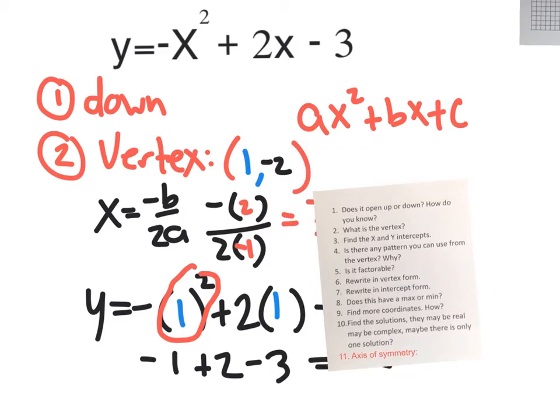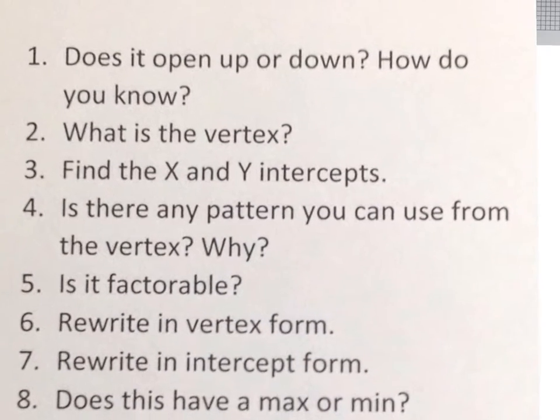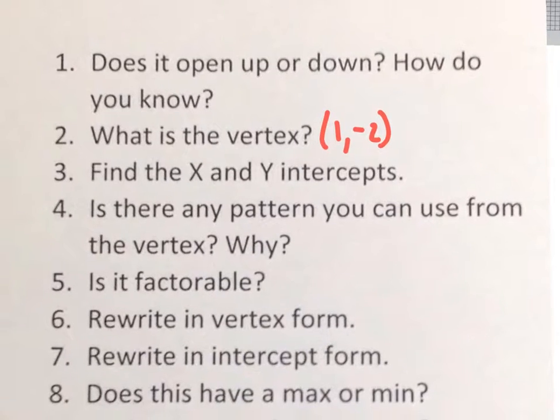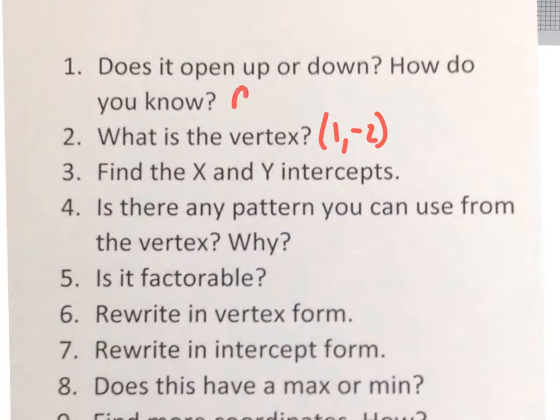So the vertex is 1, -2. So I want to go 1, -2. That's my vertex. Okay, and we said that this was opening up or down? It's opening down because the a value is -1. Okay. Find the x and y-intercepts.